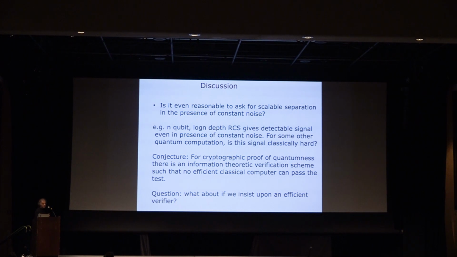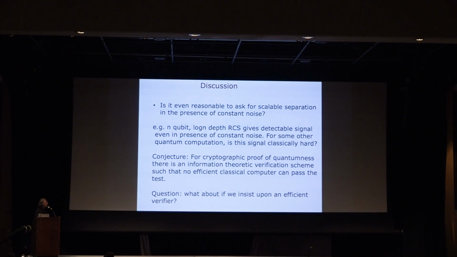Unfortunately, for RCS, you can spoof this classically. But that doesn't mean there isn't some other computational problem that you could do on a noisy random circuit with log n depth, constant noise, for which there's probably no classical spoofing strategy. That would be great, because then that would give us a scalable way of achieving quantum supremacy, even on a completely noisy, non-error corrected quantum computer.